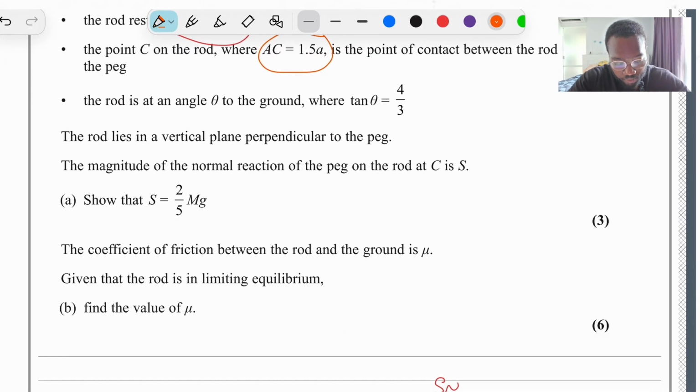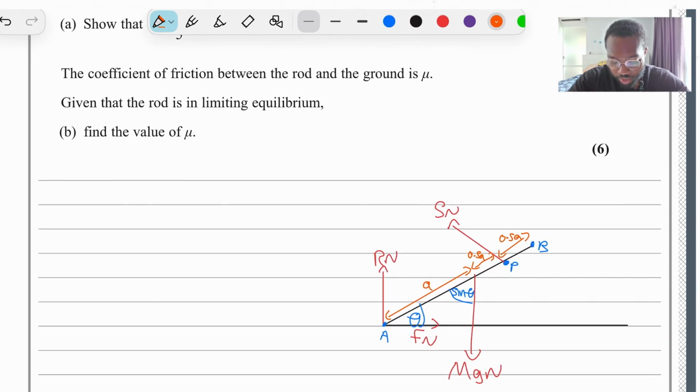The first question is show that S is equal to 2/5 mg. So S is our normal reaction at the peg. We have so many unknowns, right? Ideally, we want to resolve forces, but we can't in this question because we have too many unknowns. We have R, we have F, and we have S. Therefore, what can we do? We can take moments. If we take moments about A, that will eliminate the R and the F for us, so we can work out what S is.